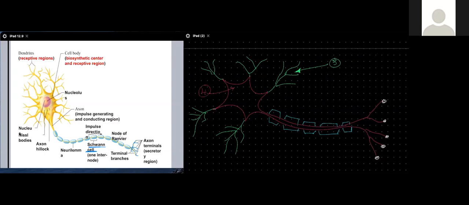Four, 5. Here's the whole thing, it is called what? This is going to be number 6. Those terminal processes are going to be number 7. The secretory parts of those terminal processes are going to be 8.